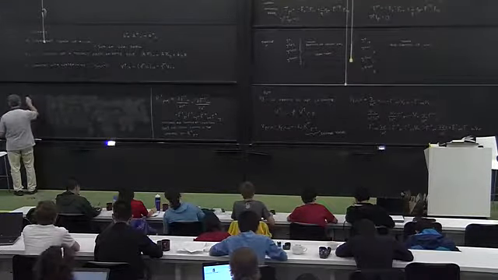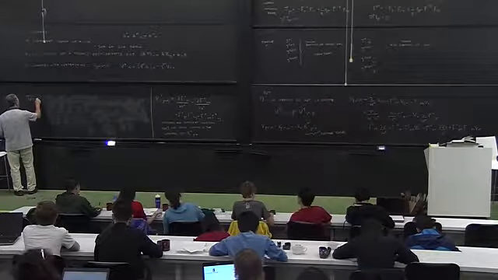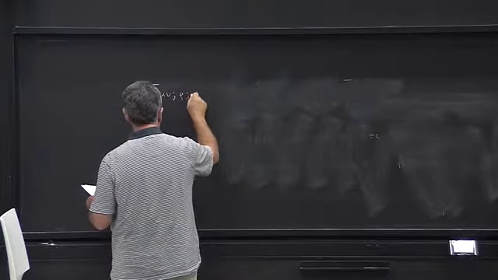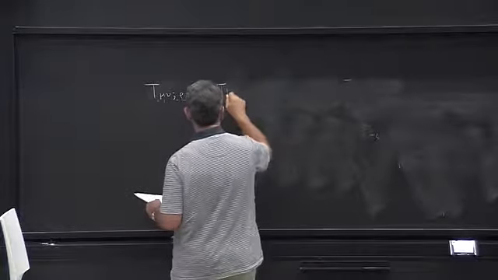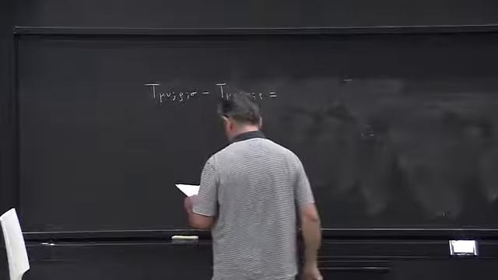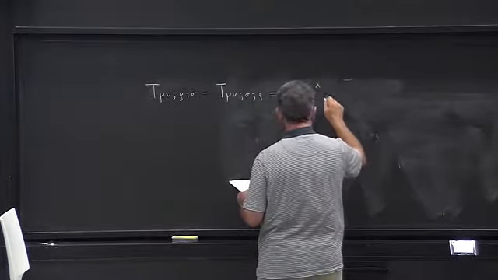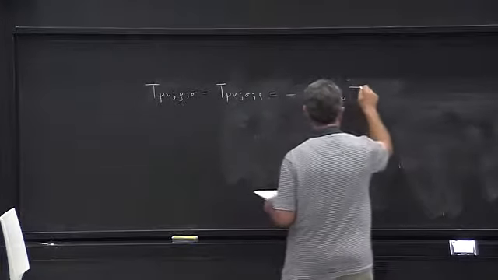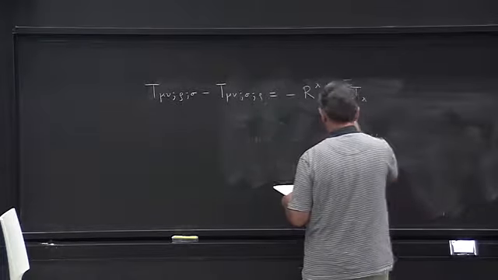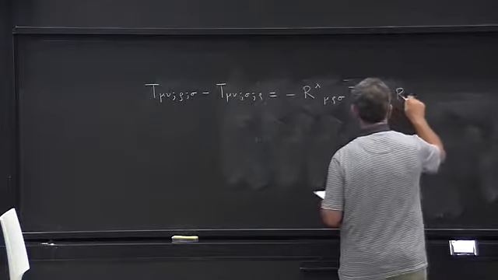For example, if we have a two-index tensor, t mu nu semicolon rho, semicolon sigma, minus t mu nu semicolon sigma, semicolon rho, then there's one term for one index, mu, and then there's one term for the other index.